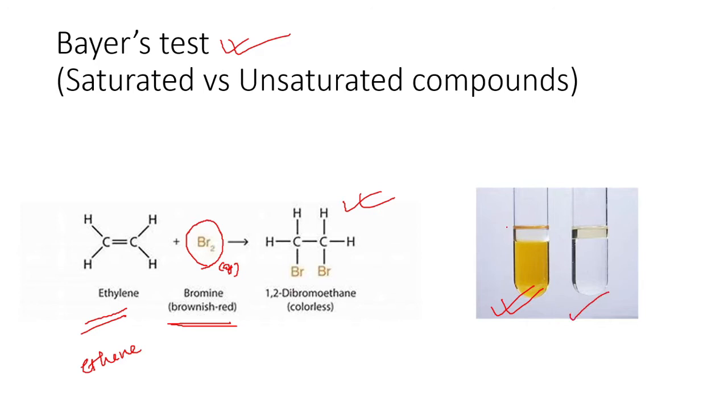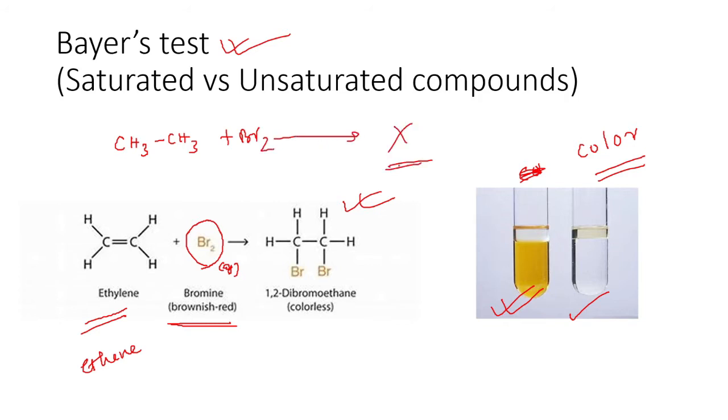So basically Bayer's test aims at a change in color. So this is the physical change you are getting here. On the other hand, if you are taking any saturated compound and reacting with Br2, you will basically get no result from it, because this Br2 cannot react with this thing. Okay, let's move to the next.